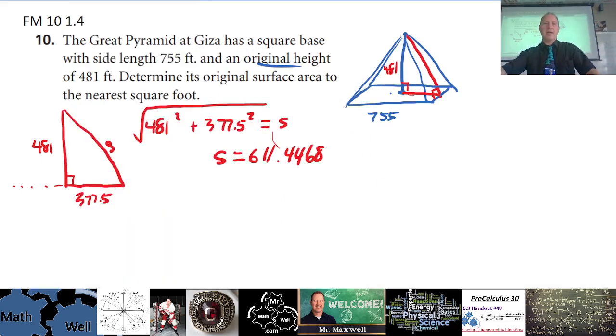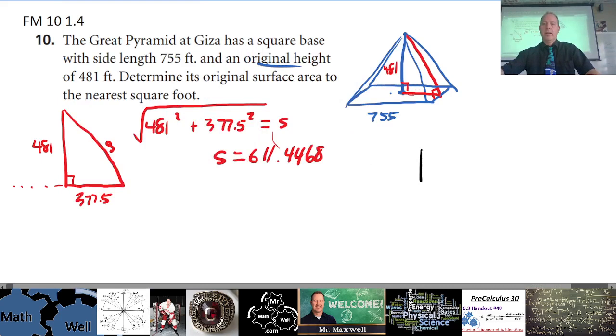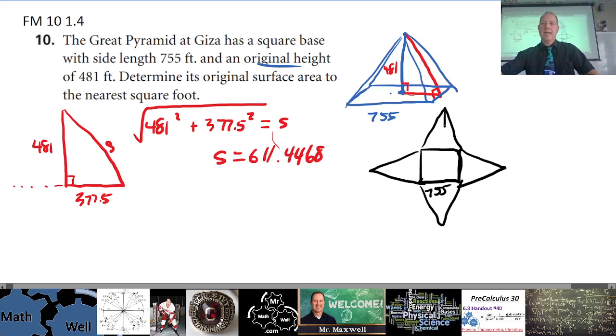So the net diagram, I'll do it in black over here. The net diagram, here's our square-ish, 755 there. We have 4 triangles forming this pyramid that would be laid out like this. And the height now of each of these triangles is going to be 611. So if you use that number, then you should get the right number.